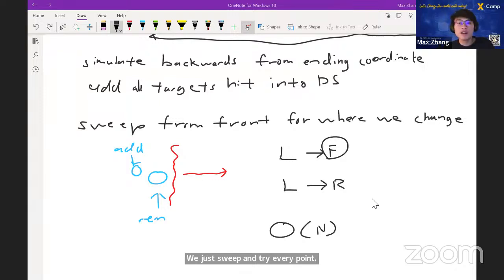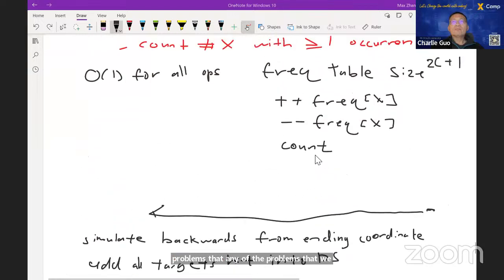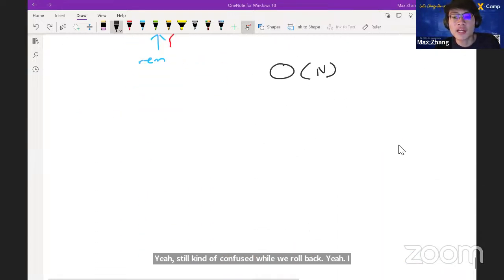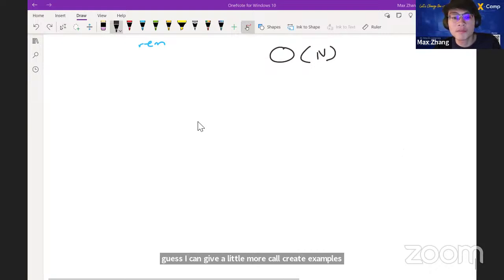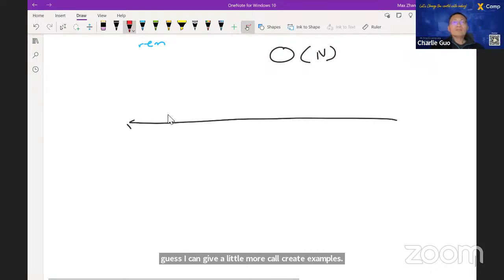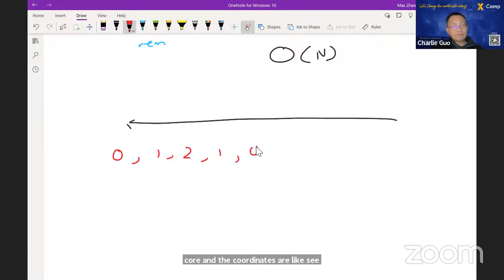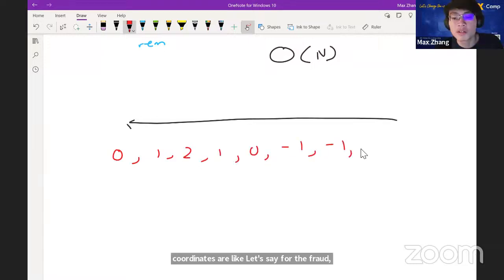All right. Any questions on this problem or any of the problems that we covered? Still kind of confused about why we roll back. Yeah, I can give a more concrete example. The idea is, let's say you sweep from the back, and from the front the coordinates are 0, 1, 2, 1, 0, -1, -1, 0, 0, and 1.